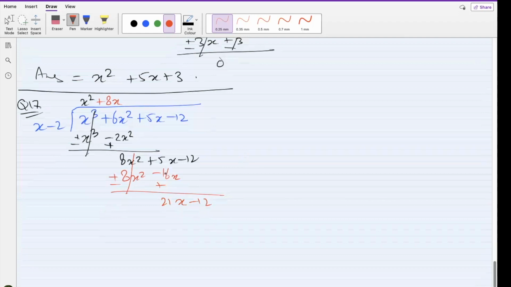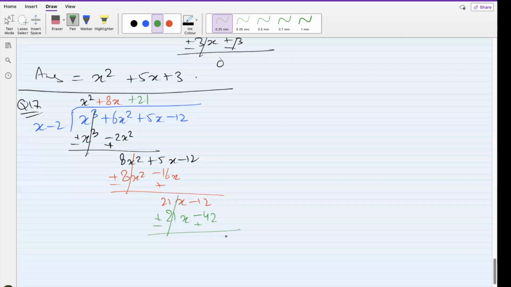So to get 21x, we multiply it with 21. So this is 21x. 2 into 21 is minus 42. Change the signs. So 42 minus 12 is 30. So we can say the remainder is 30. Any confusion till now?